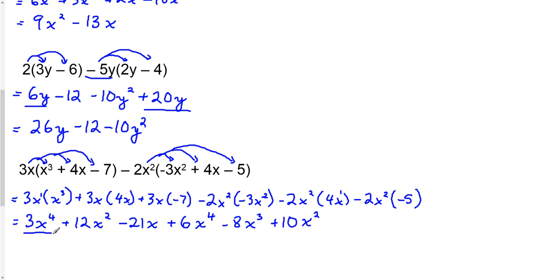Okay, let's find some like terms here. We've got an x to the power 4, an x to the power 4, x squared, and that's it for like terms. So 3x to the power 4 plus 6x to the power 4, 9x to the power 4. 12x squared plus 10x squared, 22x squared, and then the minus 21x and the negative 8x cubed don't have any like terms, so they're just going to stay exactly how they are.